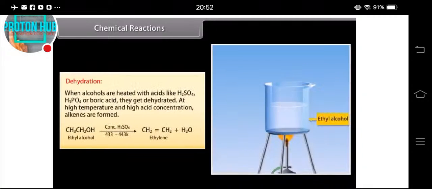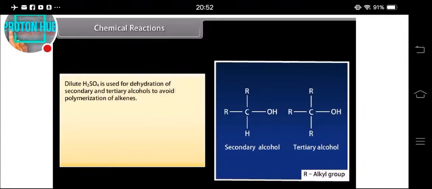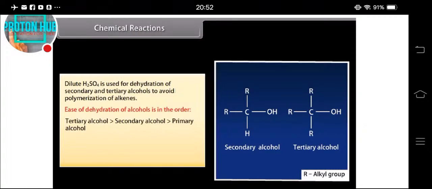Dehydration. When alcohols are heated with acids like sulfuric acid, phosphoric acid, or boric acid, they get dehydrated. At high temperature and high acid concentration, alkenes are formed. Dilute sulfuric acid is used for dehydration of secondary and tertiary alcohols to avoid polymerization of alkenes. Ease of dehydration of alcohols is in the order tertiary alcohol followed by secondary alcohol and then primary alcohol.